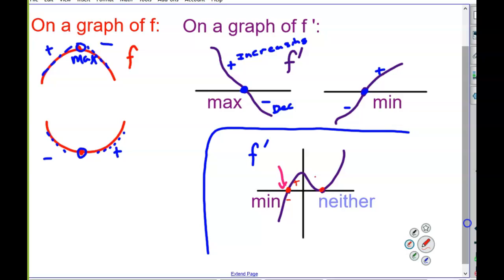What if it doesn't change? What if I go from positive to positive? There's neither. And that's just that flat spot. Right? So if there isn't a change, you still have a critical point right here. But that point does not tell us anything about the change in the derivative, so it's not a max or a min.